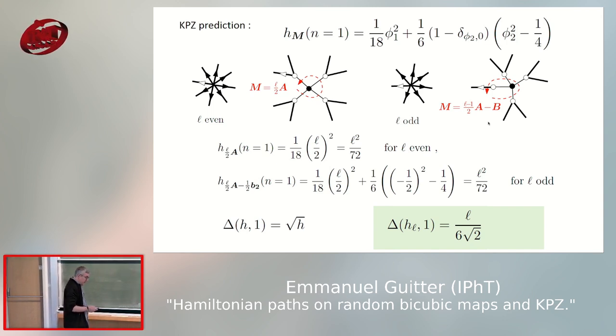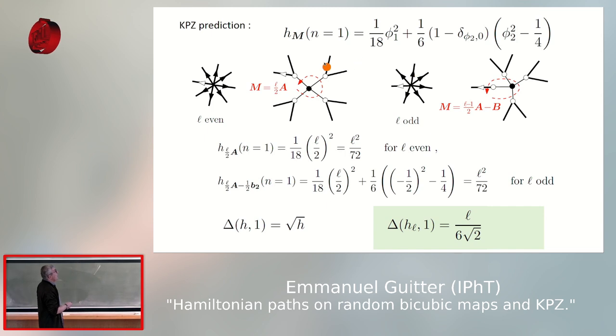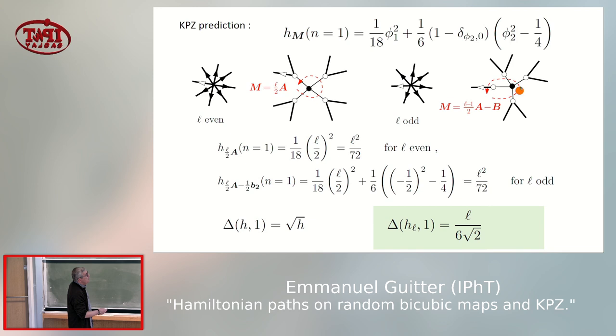So what is the KPZ prediction now? I go back to my model at n equals 1. So that's the formula for the conformal weight at n equals 1. And how do I get a point from which L arrows exit? To do that on my problem on the bicubic lattice, I have to put a black vertex here, which has L over 2 edges connecting to three valent vertices. So it corresponds to the magnetic charge L over 2 A, so that's for L even. And for L odd, I have to put two defects, one with (L minus 1) over 2 A, and another defect with minus B here. So that's the magnetic charge for L odd.